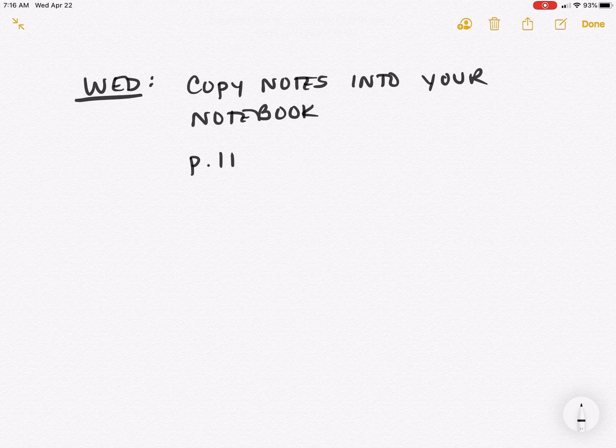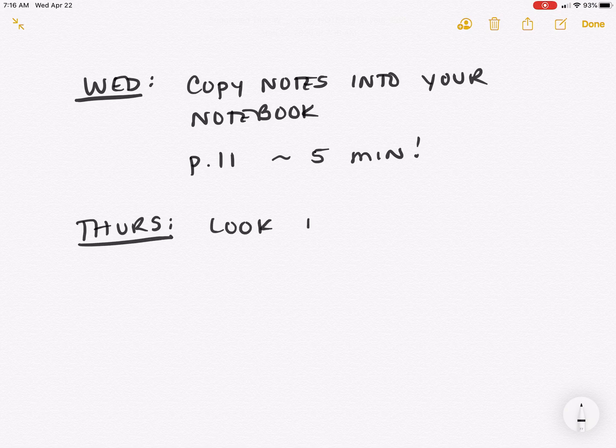Page 11, you're going to practice converting. This should take about 5 minutes. It's super short. Take a break. Come back to this on Thursday. On Thursday, look back over example 3. I probably lost you a little bit because it was so long. You probably got tired of listening.